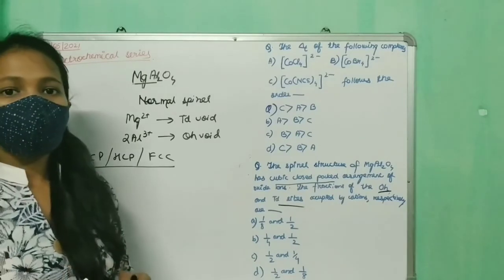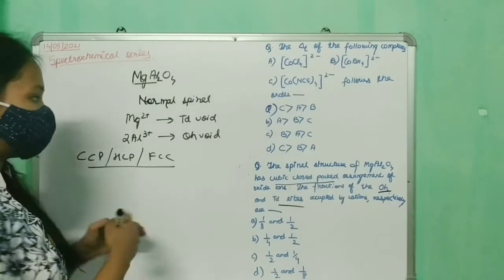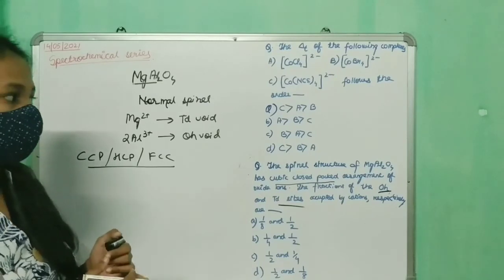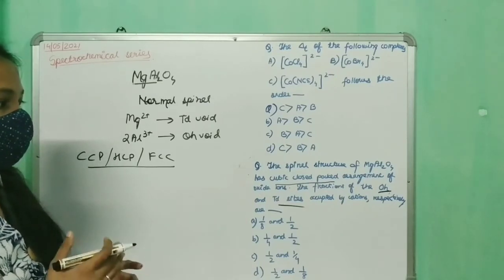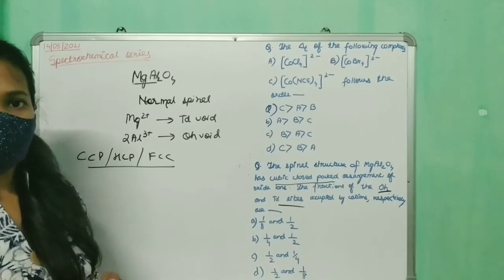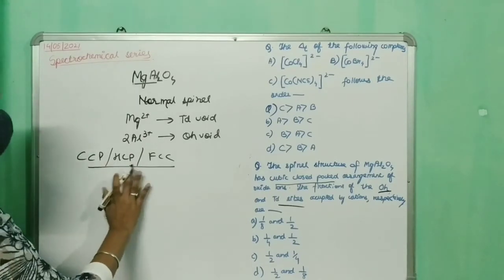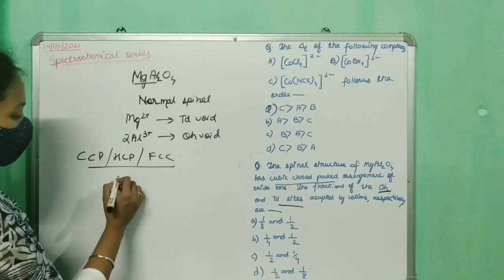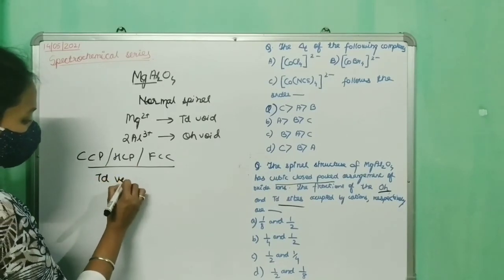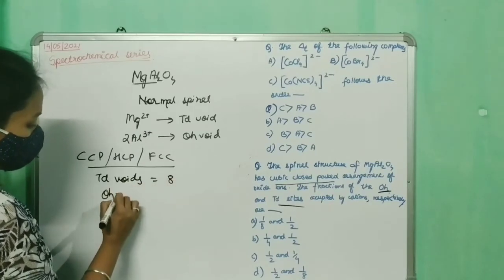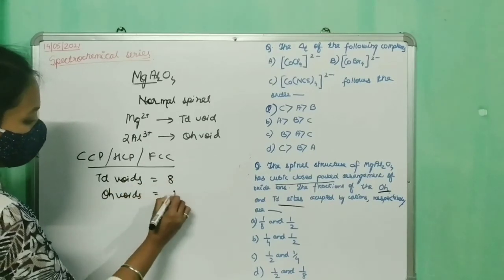I'm not going to elaborate here on how to find the number of voids and lattice points, because we'll discuss it when we are solving the solid state problems. But for now, you should know that in case of CCP, HCP, or FCC, the number of tetrahedral voids is 8, and octahedral voids is 4.